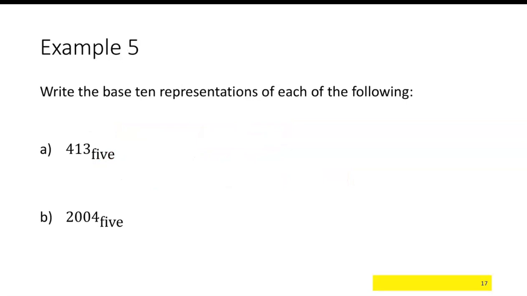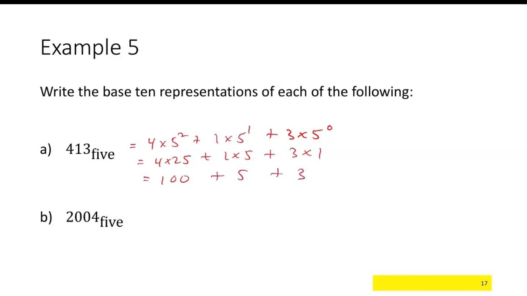For a couple more, 413 base 5. That's 4 times 5 squared plus 1 times 5 to the first plus 3 times 5 to the 0. So 4 times 25 plus 1 times 5 plus 3 times 1. That's 100 plus 5 plus 3, which is 108.